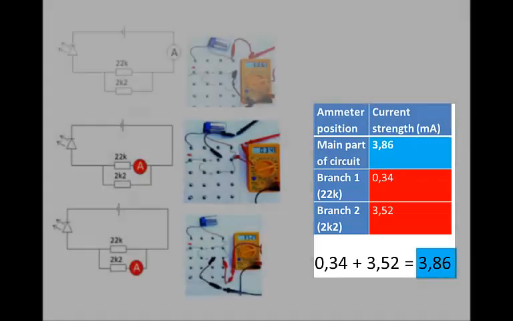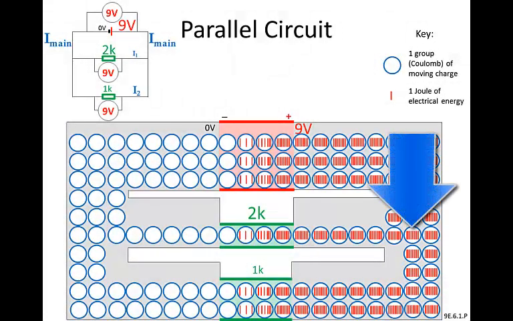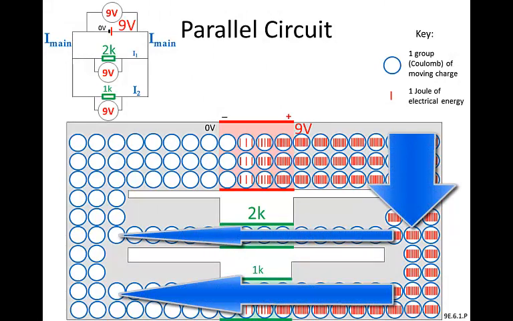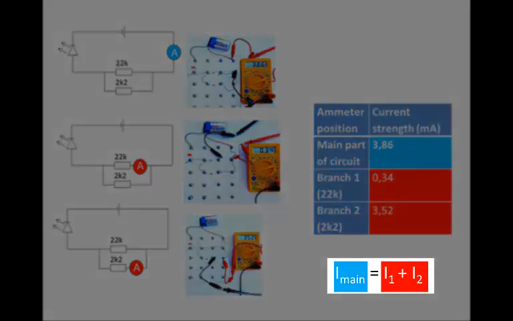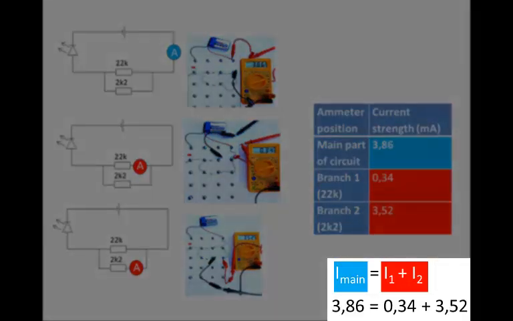This isn't surprising because the current in the main part has split into two. That's why when you add the two branches currents together, you get the main part. In other words, I main is equal to I1 plus I2. 3,86 is equal to 0,34 plus 3,52.